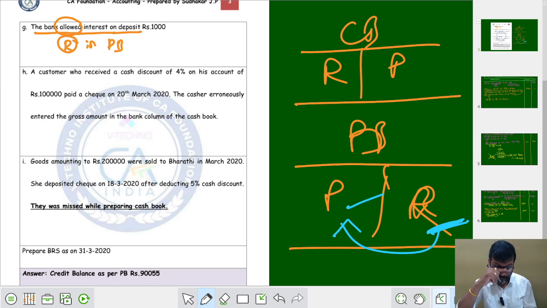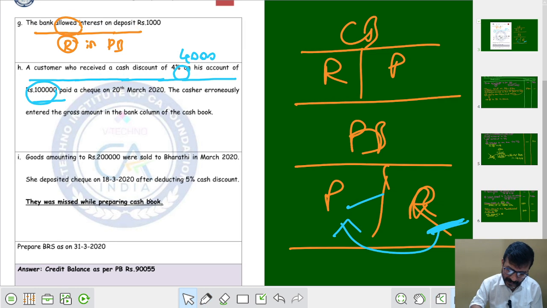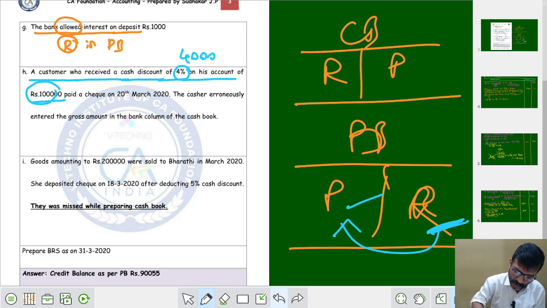See the next point. A customer who received a cash discount. Very important, two concepts. A customer who received a cash discount of 4% on his account of rupees 1 lakh. So 1 lakh 4% means it comes to 4000, right? Paid a check on 20th March means customer paid, we didn't pay. Customer paid means we received a check.